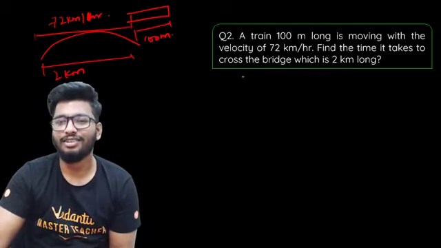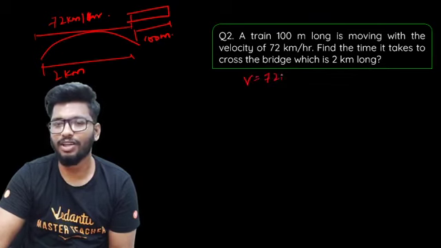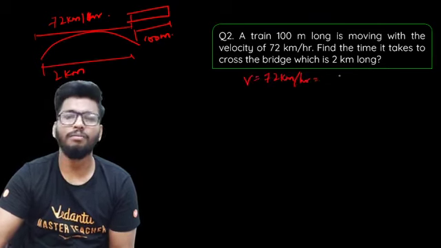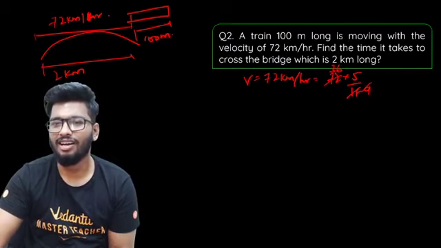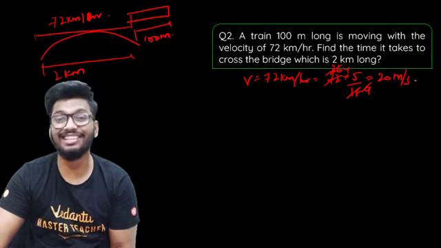So how do you do that? Velocity is given as 72 km per hour. How do you convert it to meter per second? 72 into 5 by 18. So 20 meter per second is the velocity now.